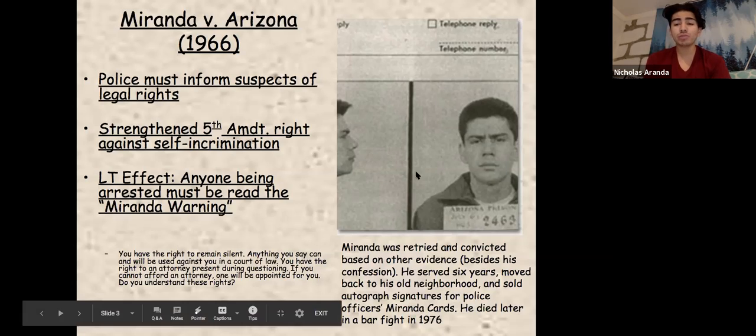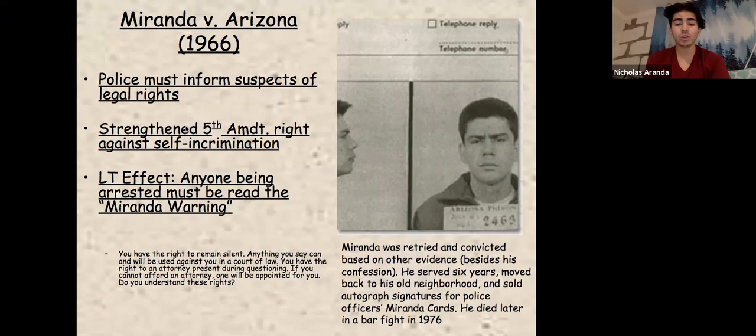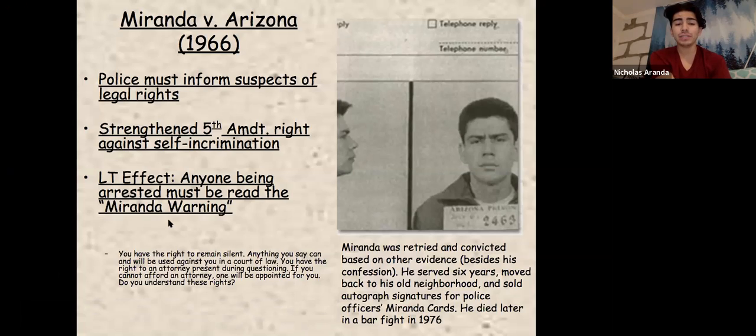So Miranda was retried and convicted based on other evidence besides his confession. He served 6 years, moved back to his old neighborhood, and sold autograph signatures for police officers' Miranda cards. He died later in a bar fight in 1976, but his arrest and the lack of rights being read to him during his arrest, and information he said being used against him, led to the Supreme Court case of Miranda versus Arizona, which went all the way from appellate courts to federal courts to the Supreme Court, and strengthened individual rights and protections.